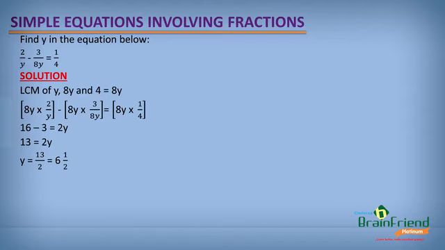Now another example with an unknown as the denominator. Find y in the equation below. 2 over y minus 3 all over 8y is equal to 1 over 4. The solution, we find the LCM of y, 8y, and 4. To find the LCM, we use the normal method of finding LCM, for 8y and 4.